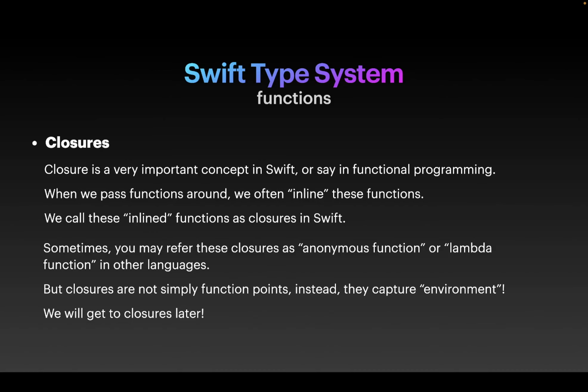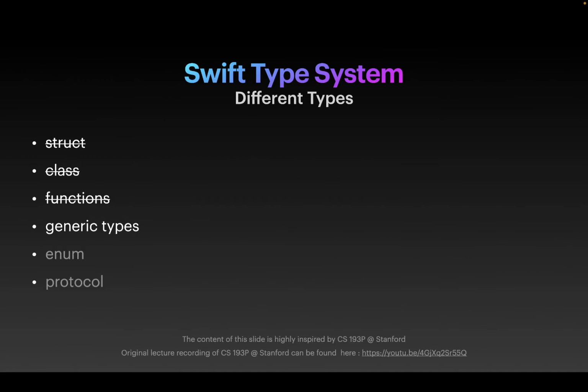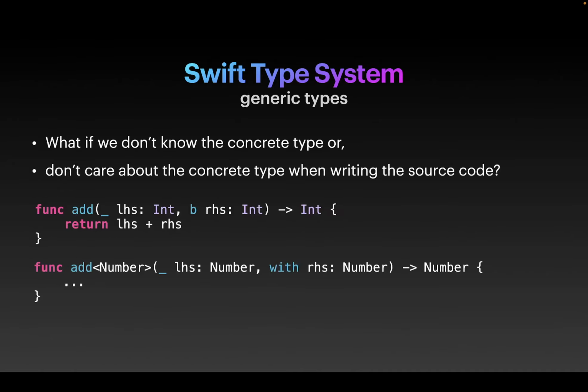The reason why we call this inline function a closure in Swift is because it captures the environment. It kind of takes a closure of the entire environment and passes it around. By capturing the environment, we're going to see a concrete example later, and you can see how powerful it is. Okay, now let's get to generic types.